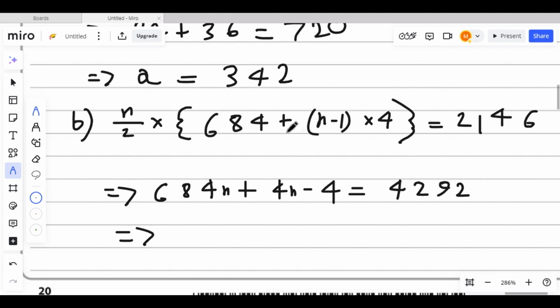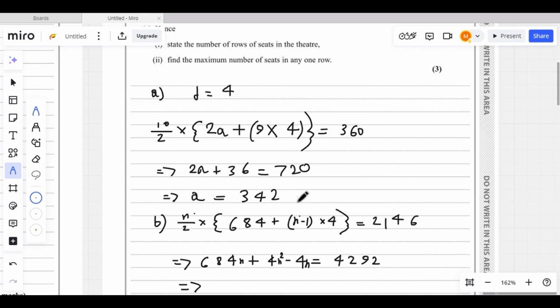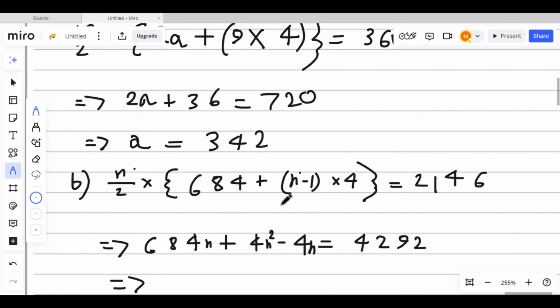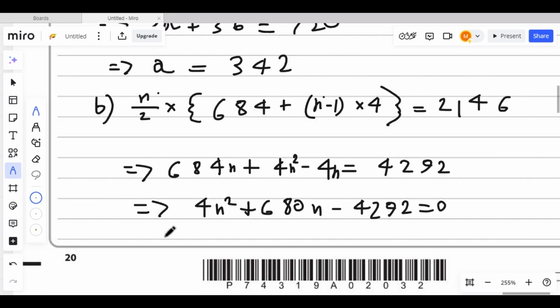Oh, there should be n squared. Look, n multiplied here by 4 and it will be 4n squared, negative 4n. So 684 negative 4n is how much? This would be 680, right? So 4n squared plus 680n minus 4292 equals what? 0. Now what you can do, divide both sides by 4.